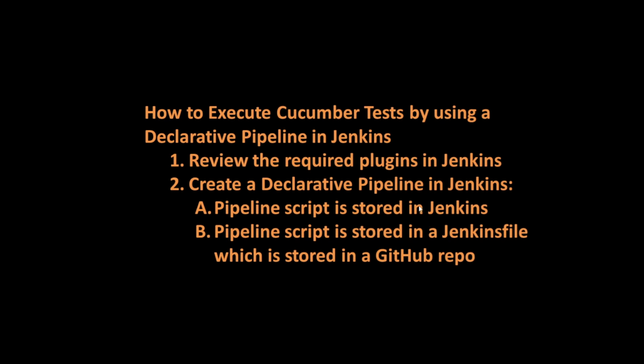Okay, let me quickly summarize what we have covered in the video. In this video, we saw how to execute Cucumber tests by using a declarative pipeline in Jenkins. We started by reviewing the plugins that are required in Jenkins. Then we created a declarative pipeline in Jenkins. Initially, we created the pipeline and stored the pipeline configuration in Jenkins. Then we saw it is also possible to store this configuration in a Jenkinsfile in the code repository. We need to provide the path of the code repository in the Jenkins job.